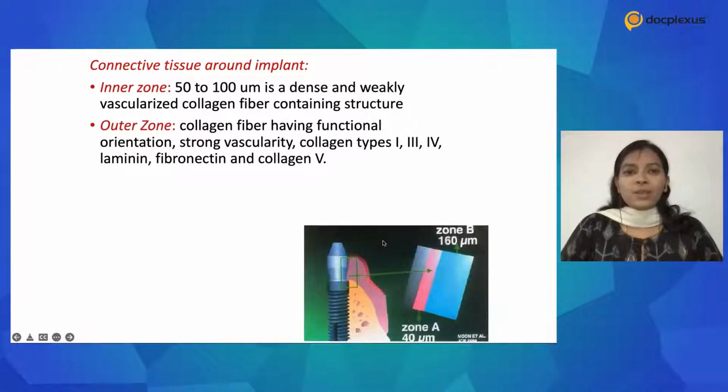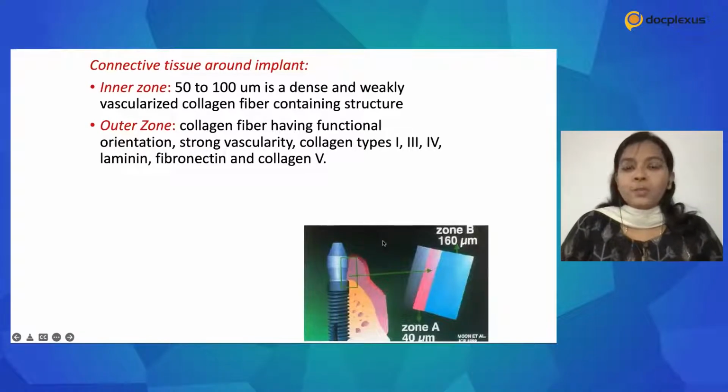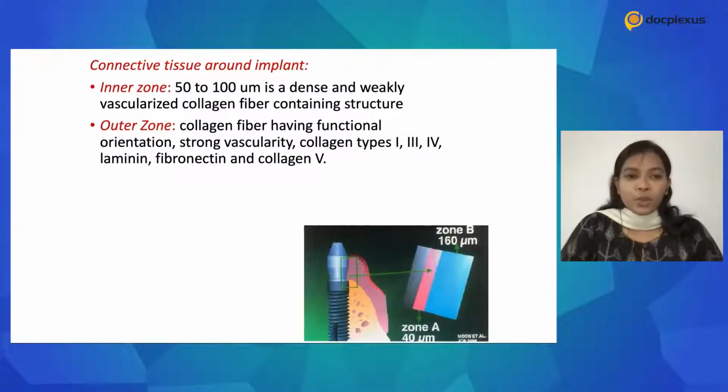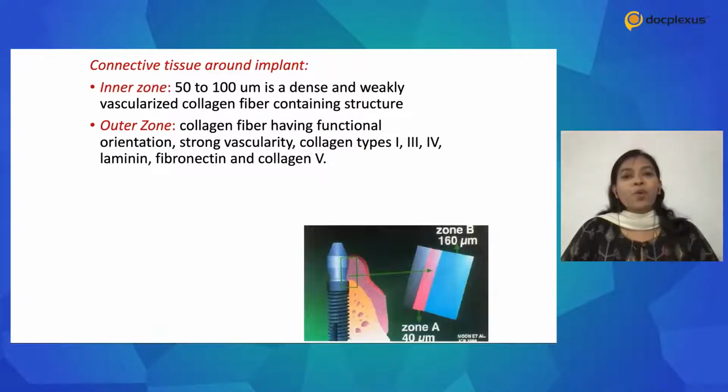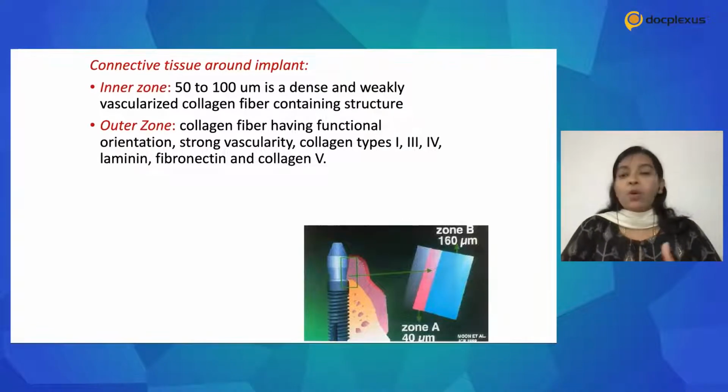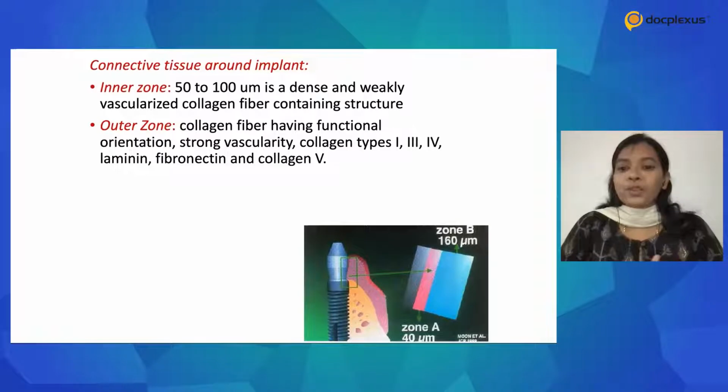This inner zone is around 50 to 100 micrometers and it is dense, but it is not as vascularized as the outer zone. The outer zone comparatively serves more functional purpose because it has more functional orientation of the collagen fibers. Also, it has a strong vascularity.